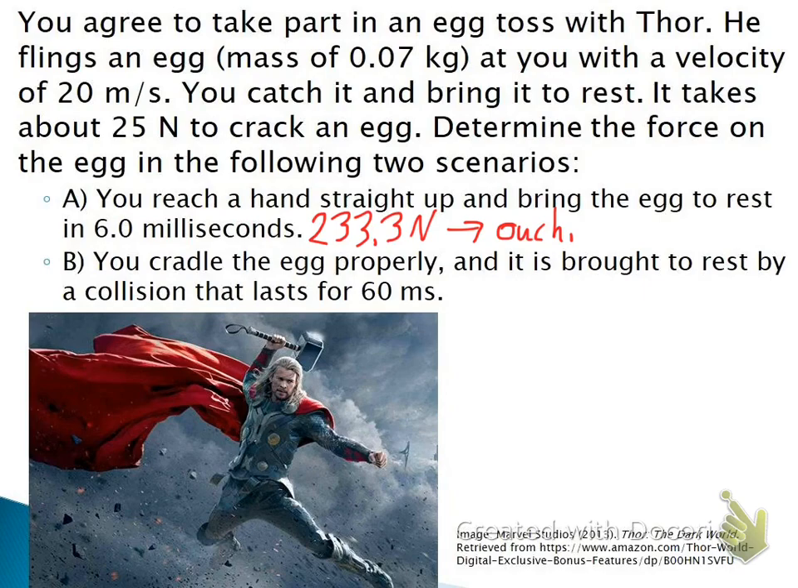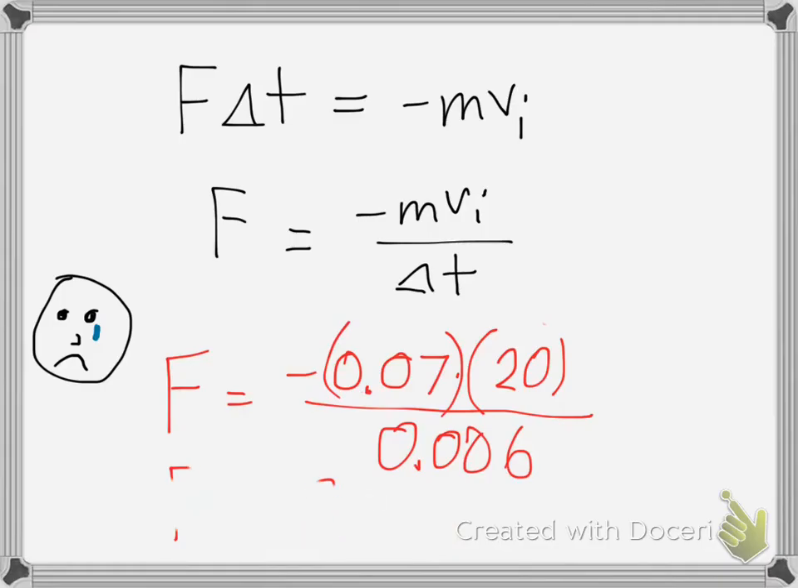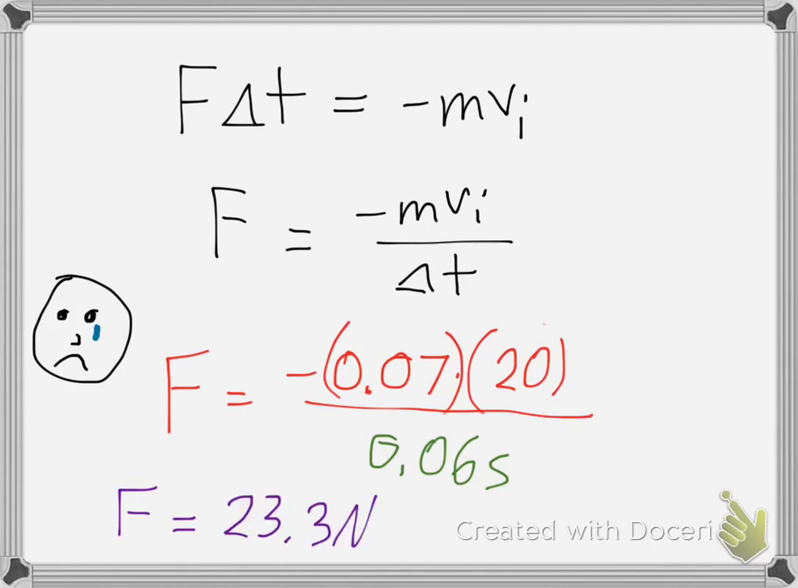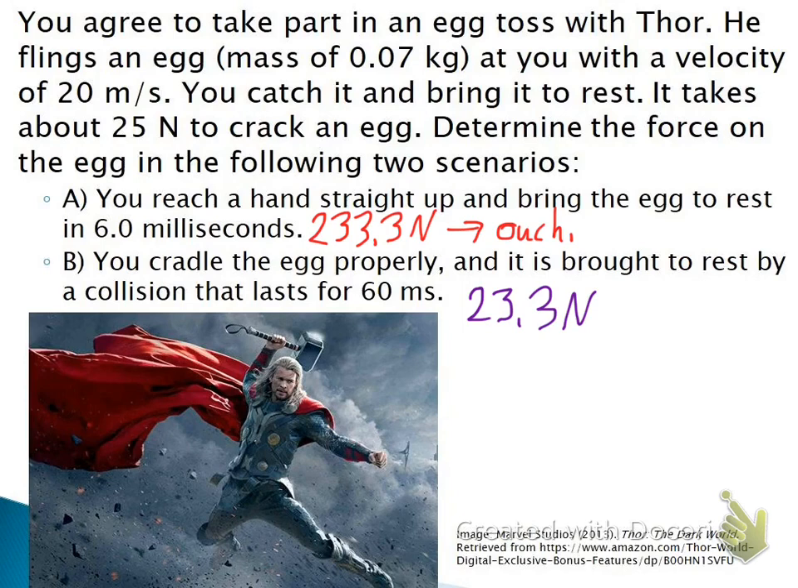So, let's see. The setup is exactly the same as last time, but this time, instead of 0.006, it's only 0.06 seconds. Solving this out, and I'm just going to take an absolute value because once again the negative is only directional, I end up with 23.3 newtons. Assuming this is an egg of standard sturdiness, maybe it'll survive. So you can see that a slight difference in time can mean a major difference in the amount of force.